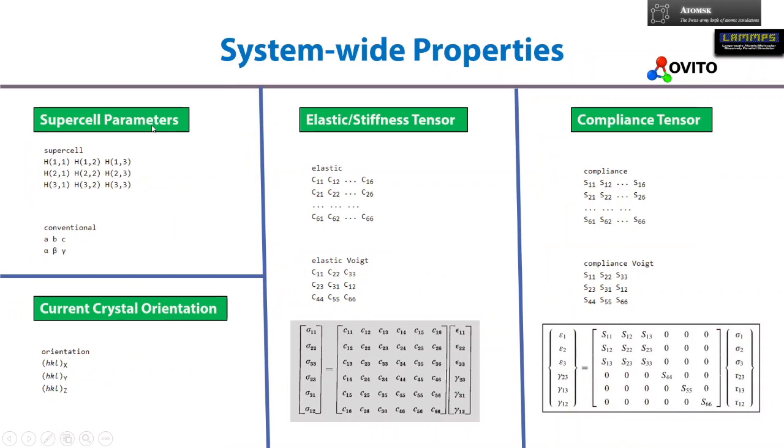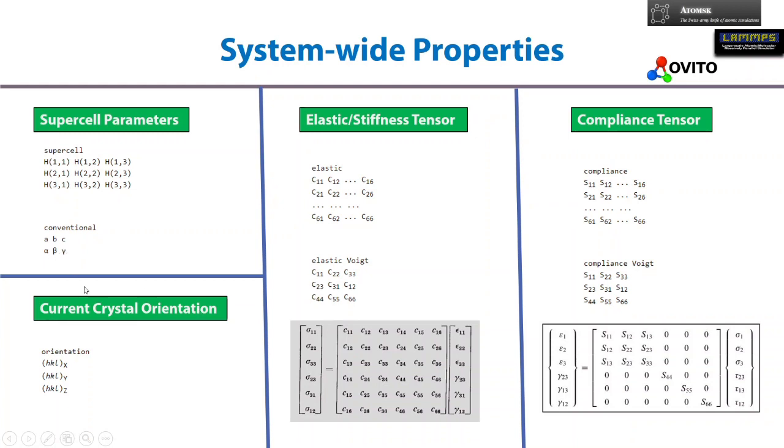Now, in case of system-wide properties, you can see the supercell parameters. Here you are creating a system of atoms mainly from a group of atoms. If you think of a supercell, you need to define the coordinates of all the endpoints. So this is what is given here. In case of a cell, we can see that it is a 3×3 matrix where the coordinates are given, and you can also show it by the conventional system, that is by the lengths and the angles.